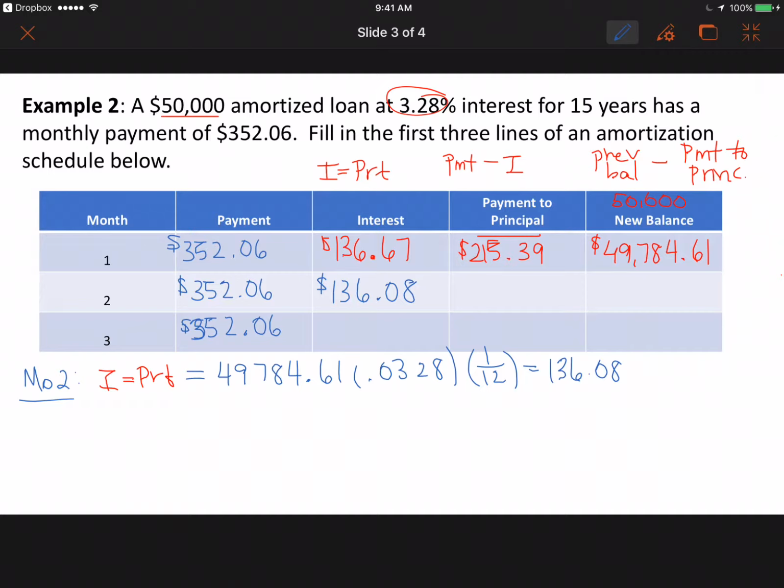Every month the amount that you're paying in interest should go down, and so your payment to principal should go up. So my payment to principal now is my payment, $352.06 minus the interest, 136.08. And so I get 215.98 here.